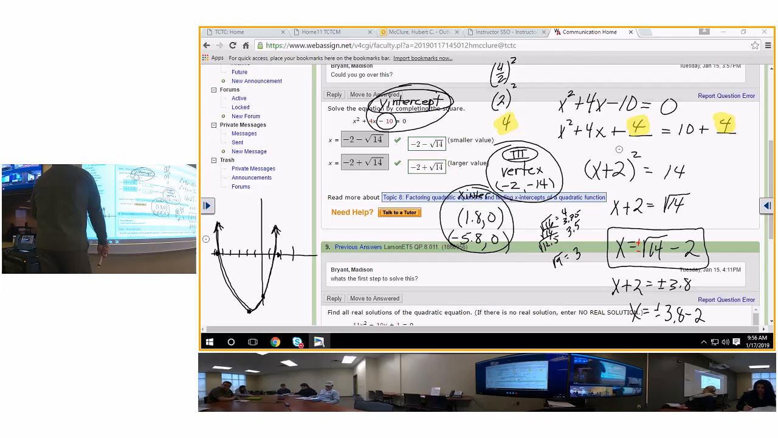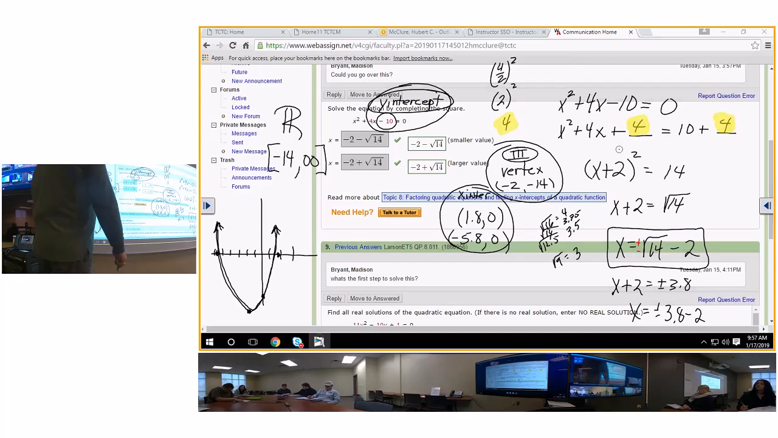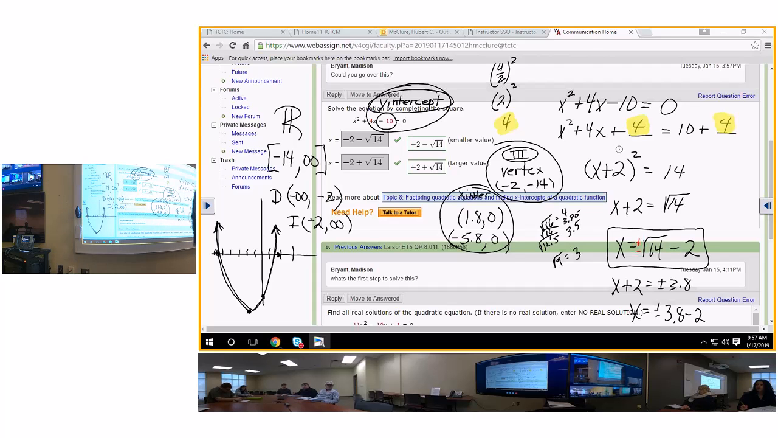Domain is equal to all real numbers because it's not a rational or a radical. It's x squared, so all real numbers is your domain. And from negative 14 to infinity is your range. It's decreasing from negative infinity to negative 2 and then increasing from negative 2 to infinity. And that's what you should be able to do with any completing the square problem.